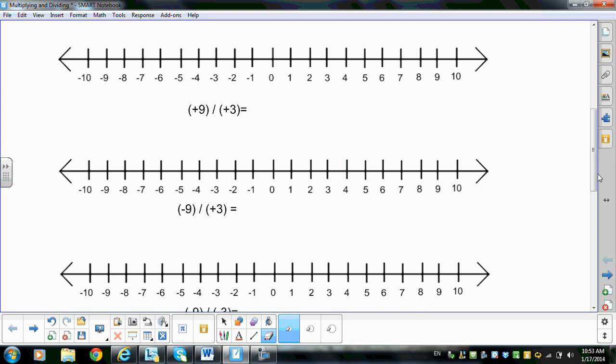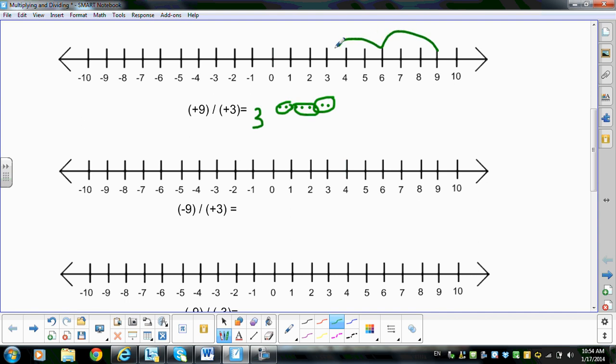Now looking into dividing, I'm going to start with our normal positive numbers, and I'm going to take a group of 9, and I'm going to divide them into 3 equal groups. And then I'm going to ask myself how many is in each group. There are 3 positive numbers. So right now, if I started at 9 and I wanted to jump back in 3 equal groups to get back to 0, how many is in each group? Well, I know that there's +3 in each group. So 9 divided by 3 is 3.